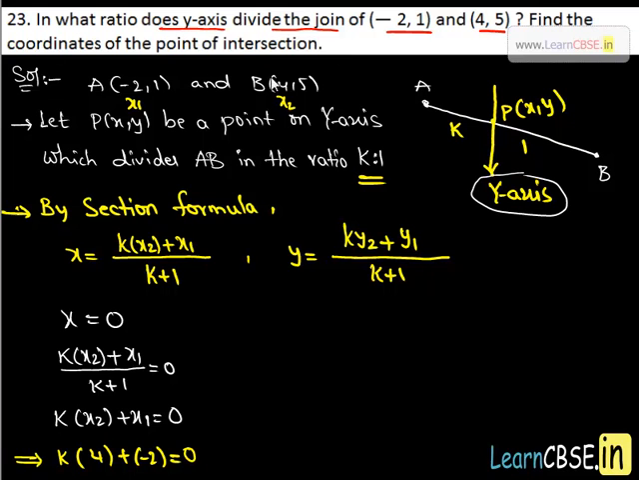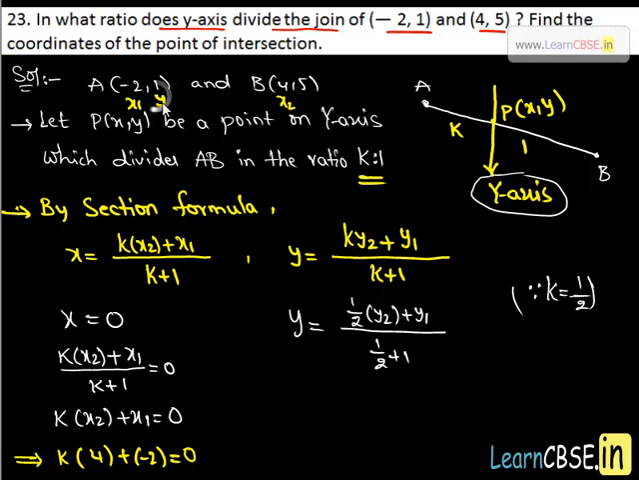Here we have to find out the coordinates of point of intersection. Since x coordinate is 0, we have to find out y coordinate. By substituting the value of k in y coordinate, we can find out the value of y coordinate. Since k is equal to 1/2, we have y coordinate is 1/2 times y2 plus y1 divided by 1/2 plus 1. Let us substitute the value of y1 and y2. Here y1 is 1 and y2 is 5.